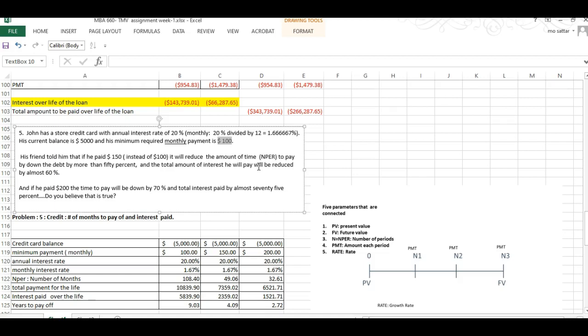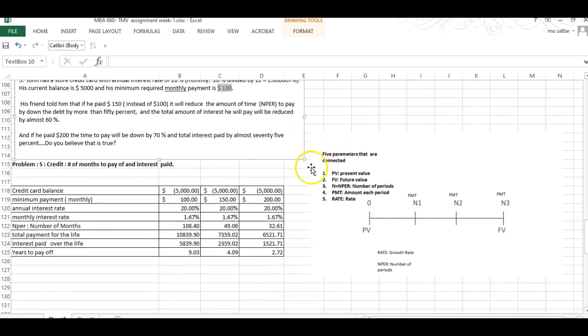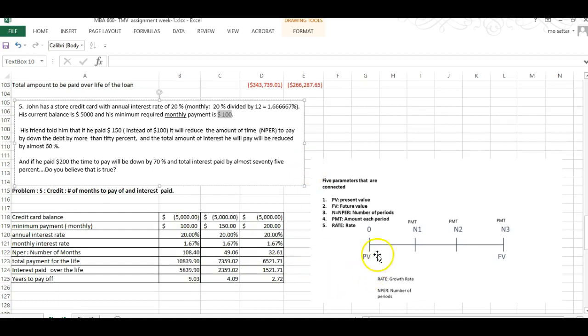So how would we do that, right? Let's think about it: what we know and what we don't know. We know that the present value is $5,000, because that's the money he owes, right? We know that the monthly rate is 1.667, which is 20% divided by 12. So that's what we know, R. We know that the monthly payment right now, he's planning to put only $100 a month, so PMT is 100.